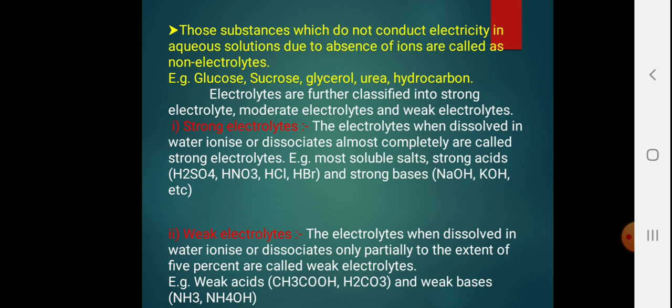Electrolytes are further classified into strong electrolytes, moderate electrolytes and weak electrolytes. First we see strong electrolytes. The electrolytes which, when dissolved in water, ionize or dissociate almost completely are called strong electrolytes. For example, most soluble salts, strong acids that is H2SO4, HNO3, HCl and HBr, and strong bases like NaOH, KOH, etc. The second type is weak electrolytes. The electrolytes which, when dissolved in water, ionize or dissociate only partially, to the extent of 5%, are called weak electrolytes. For example, weak acids like acetic acid and H2CO3 and weak bases like ammonia and ammonium hydroxide.